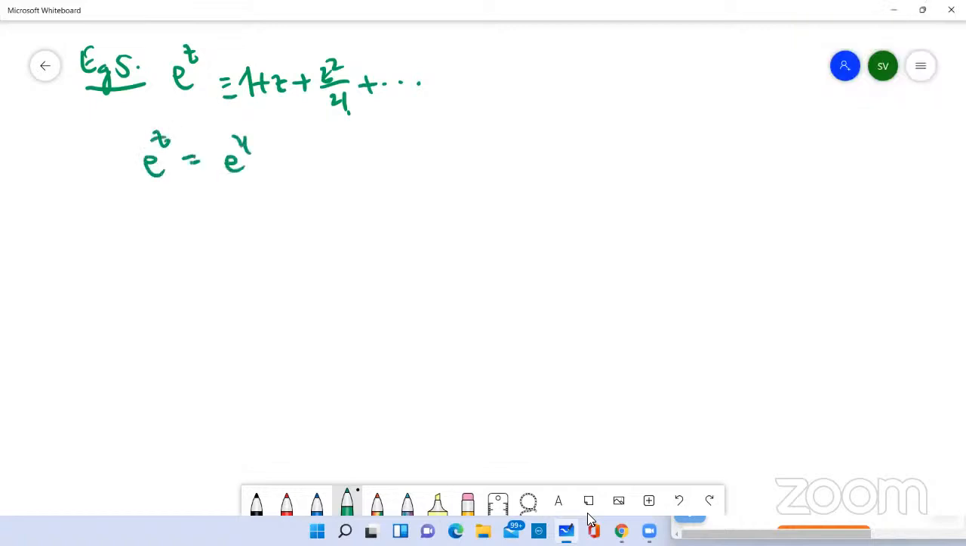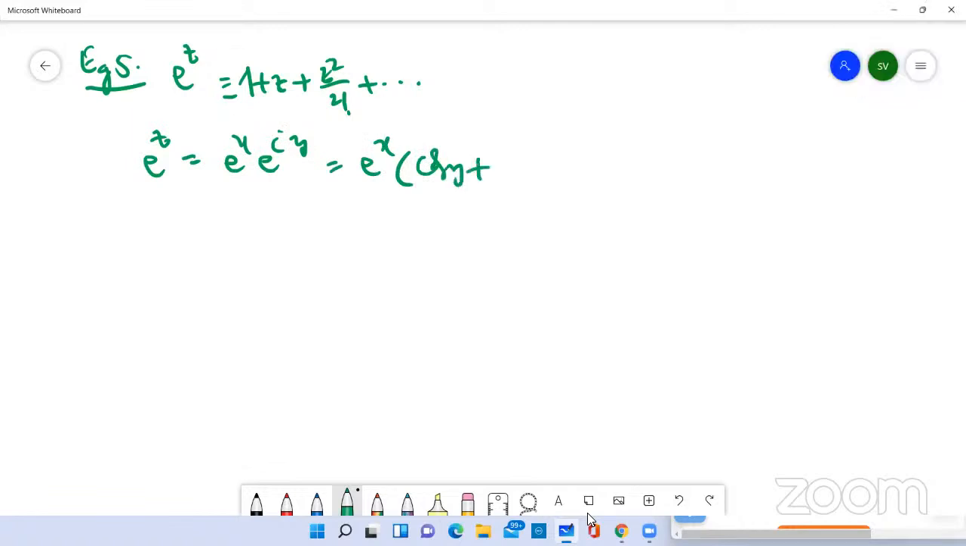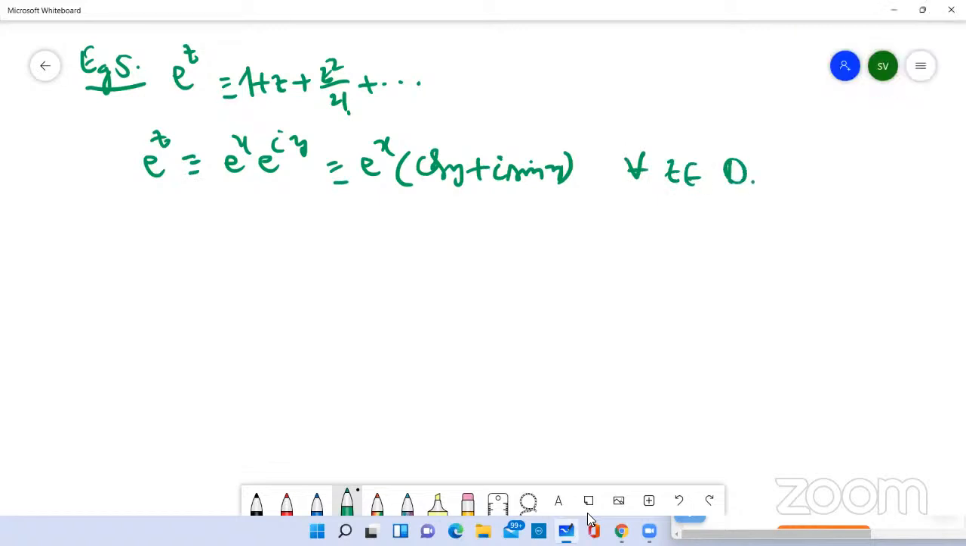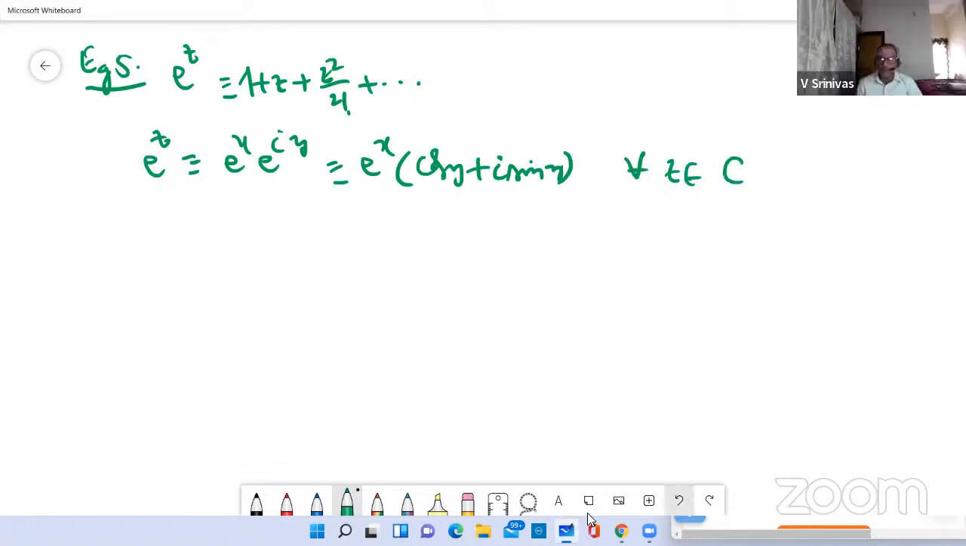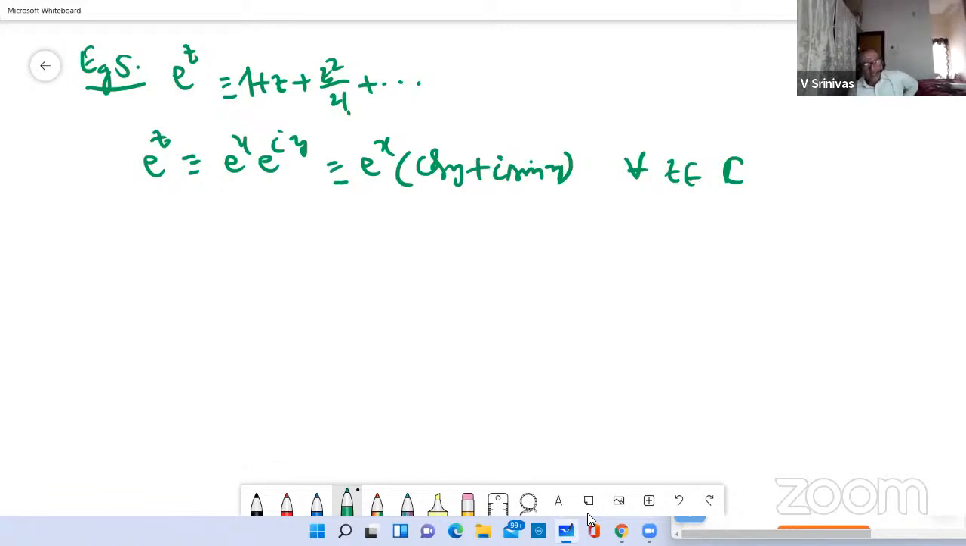Define e power x plus iy to be e power x into cos y plus i sin y. If you define e power z to be this, then for all z belonging to C, you can show that this is continuous. I was speaking of these real and imaginary parts. You can show, see, e power x is continuous.